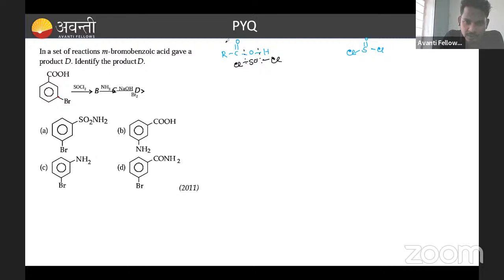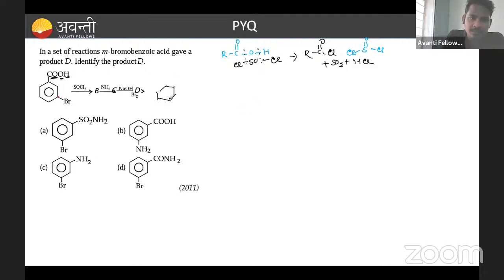So SOCl2 reacts with carboxylic acid, so we will have RCOCl, okay, plus SO2 plus HCl. This is the product we will get if we add SOCl2 with carboxylic acid. Okay. So according to this, what is the answer we will get? We can say this part will go with the chlorine, and this oxygen with SO, and this with chlorine. So what is the product we will get? The product we will get is B.